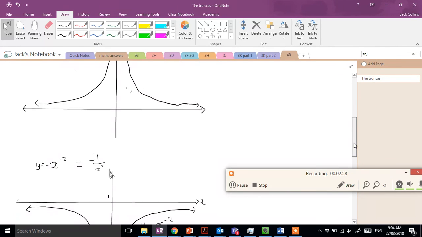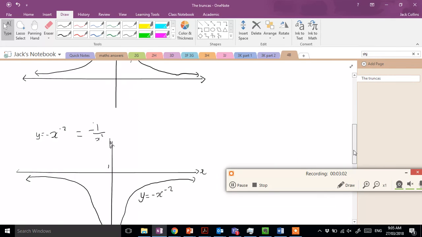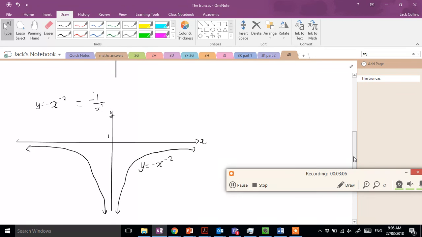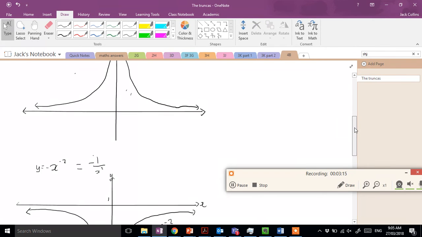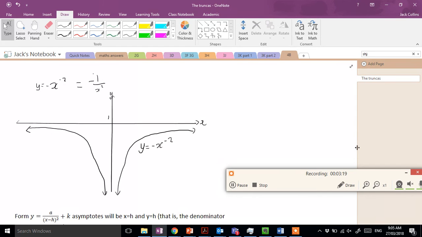Alright, so with a negative x squared, all it does is flip it down into the negative part of the y-axis. So once again, still symmetrical. If you put it in the table of values, you can see that it will just flip it down over here. So that's when there's a negative truncus. Copying this in, make sure you've got a full set of notes here, guys. So that's what it'll look like.